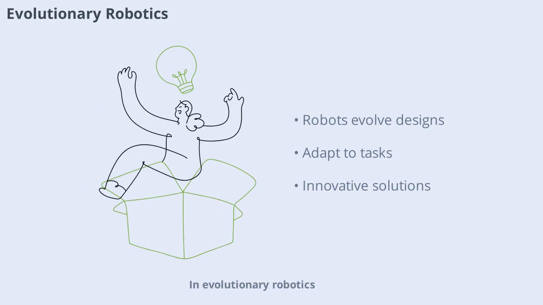In evolutionary robotics, robots are designed and improved using evolutionary algorithms. These robots can adapt to new tasks or environments, and their designs evolve over generations. Simulating evolution in robotics leads to innovative solutions and helps engineers build more adaptable machines.